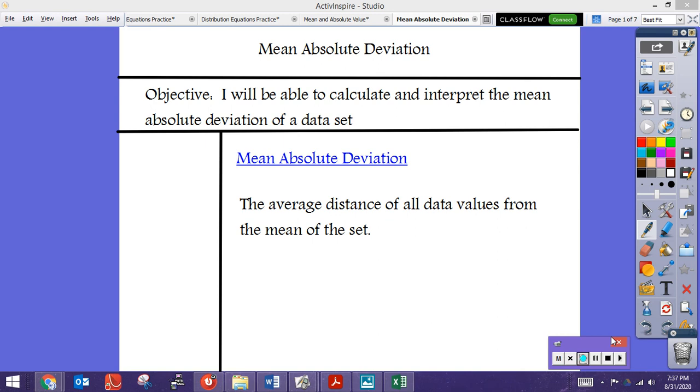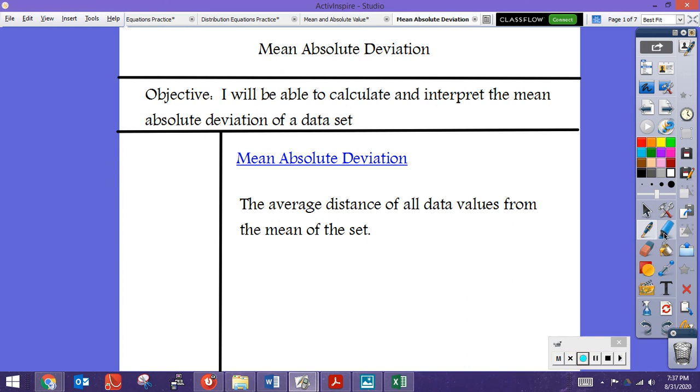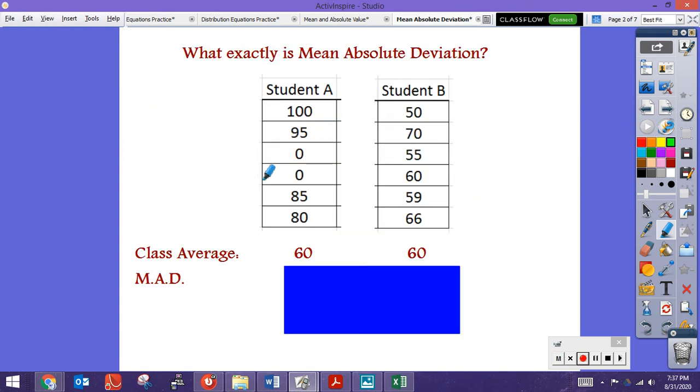Mean absolute deviation is the average distance of all data values from the mean of the set. Now that's a mouthful of words, a ton of vocabulary in that one sentence. You have average in there, mean of the data set. Let me break this down. What is mean absolute deviation? What does it mean in a working sense? We'll talk about that first.